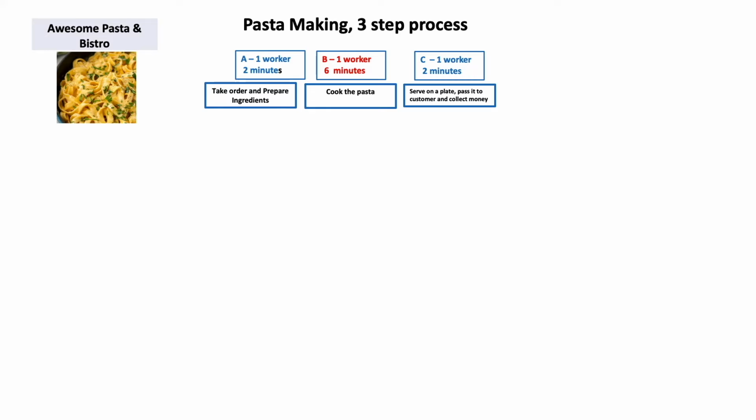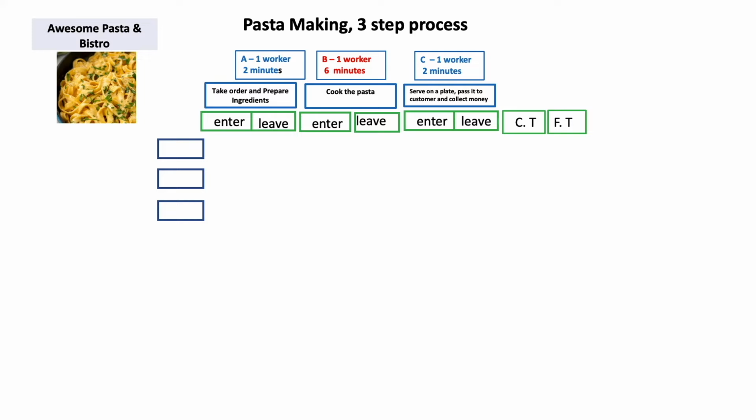The second process step is the cooking of the pasta. There is one worker who does this cooking and it takes 6 minutes to cook. The third process step is to serve the delicious cooked pasta on a nice plate and serve it to the customer who's waiting. There is one worker here who does this. Incidentally, he also collects the money. It takes 2 minutes to get all this done at this process step C.